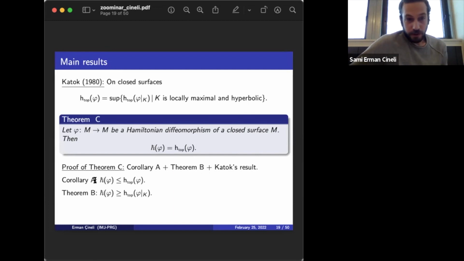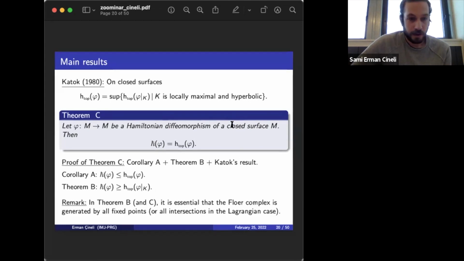So let me say the following: corollary A and theorem B hold in any dimension. So we can squeeze this barcode entropy between these two in any dimension. But in dimension 2, we have Katok's result that gives the equality.